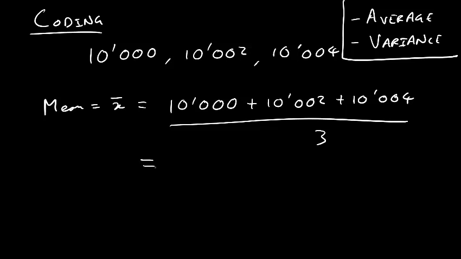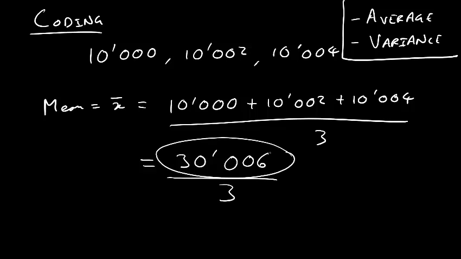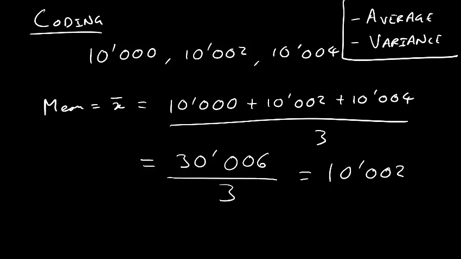Okay, so 10,000 plus 10,002 plus 10,004. Oh, it makes my brain hurt a little bit, but I can do it. So 10,000 plus 10,002 plus 10,004 comes out to be 30,006, and I'm going to divide through by 3. So it's not a difficult sum to work out, but it is still making my brain hurt a little bit. So then I just divide through by 3. Okay, right. So that works out as 10,002. So the mean of this data works out to be 10,002.